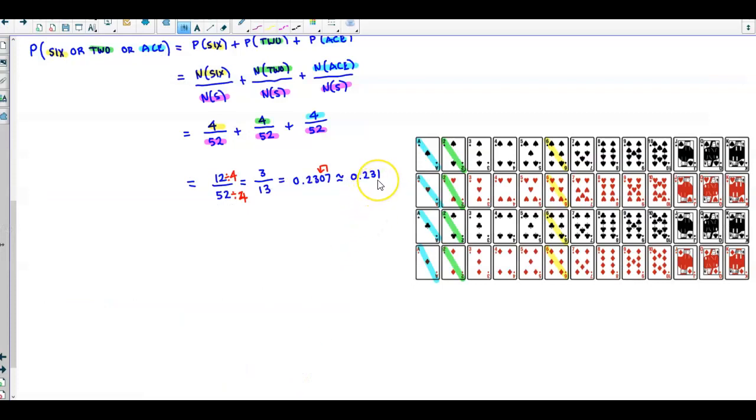That means that if we rewrite that in terms of a fraction, we would get 231 out of 1,000. So that means out of 1,000 tries, we would expect that 231 is going to give us a 6 or a 2 or an ace.